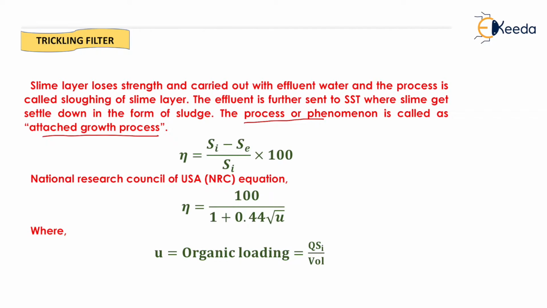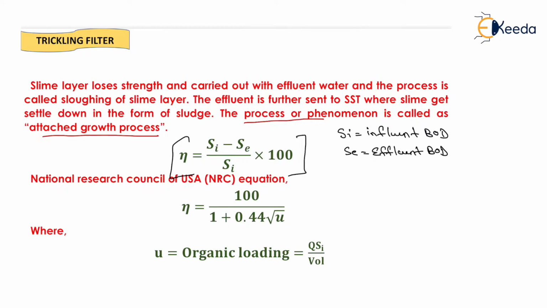Now efficiency is generally given by influent BOD minus effluent BOD upon influent BOD into 100. Here SI is the influent BOD, SE is the effluent BOD. The BOD in the outgoing water is known as effluent BOD, and the BOD in the incoming water is known as influent BOD. Divided by influent BOD into 100 will be the efficiency according to the Indian formula.